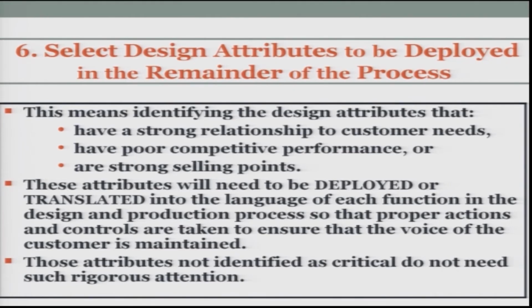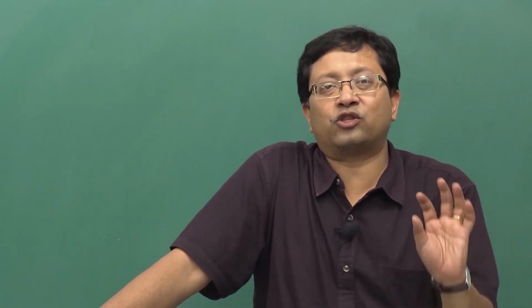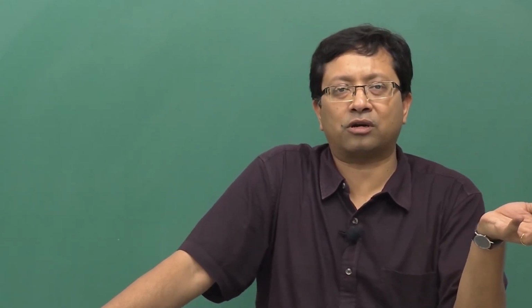The sixth step or stage means select design attributes to be deployed in the remainder of the process. This means identify the design attributes that have a strong relationship with the customer needs. So, what the customer needs you may not be able to understand, but try to inculcate that in your design and the manufacturing units, so that the information comes out to the maximum possible extent. Look for attributes that have poor competitive performance or a strong selling point. So, they would be done in such a way that those cannot be replicated by your competitors.